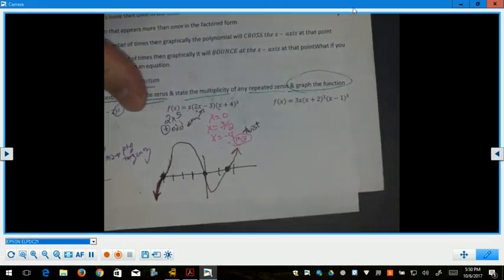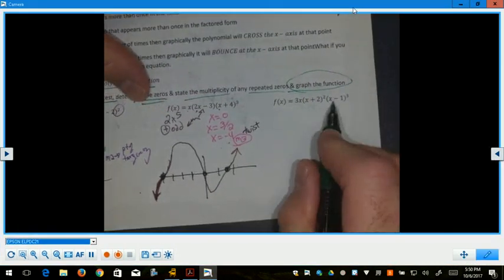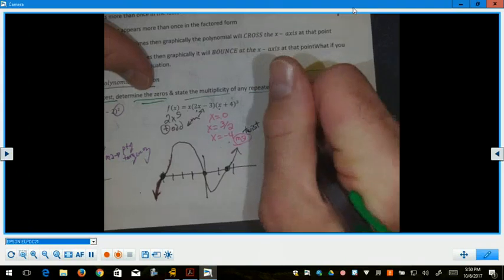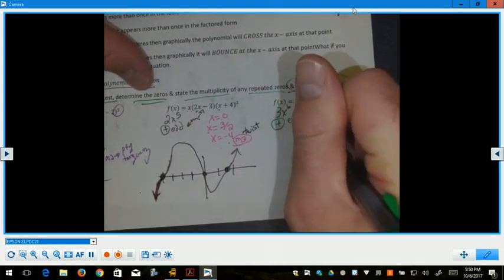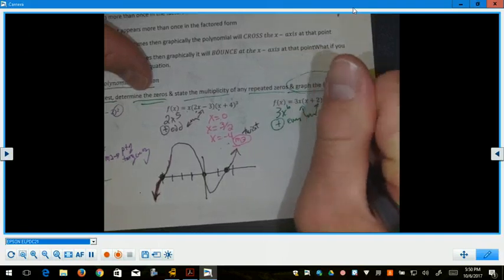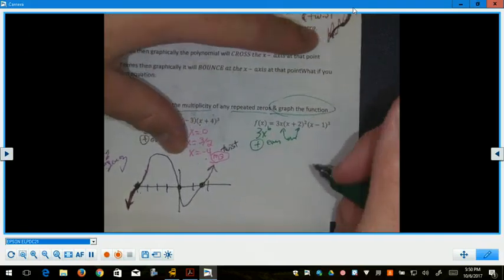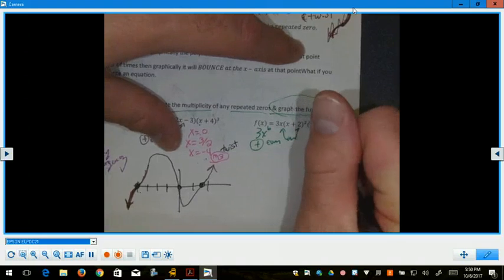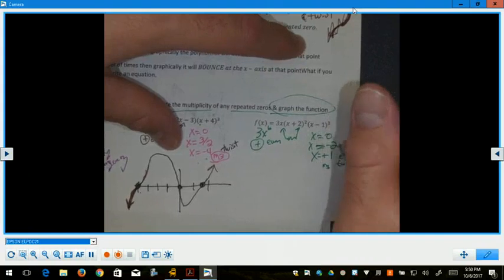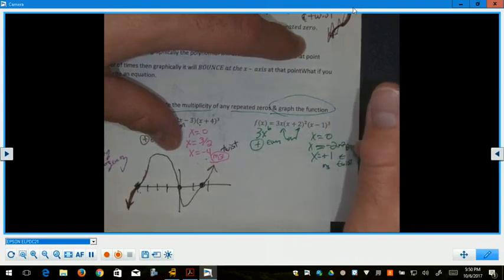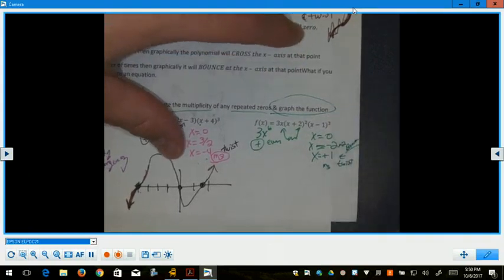If you did this problem correctly, using the leading terms test, you had x cubed, x to the 5th, 3x to the 6th. Positive lead coefficient, even degree means the ends are going to function like a parabola with a positive lead coefficient opening up. The zeros are 0, negative 2, and positive 1. And positive 1 has a multiplicity of 3, giving us a twist. And negative 2 has a multiplicity of 2, so we're expecting a bounce.